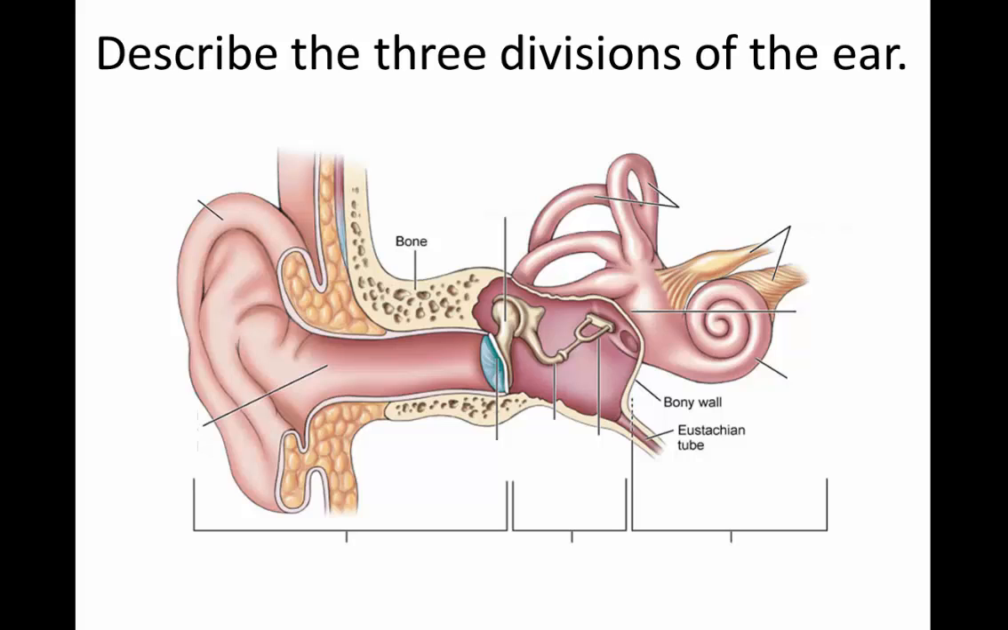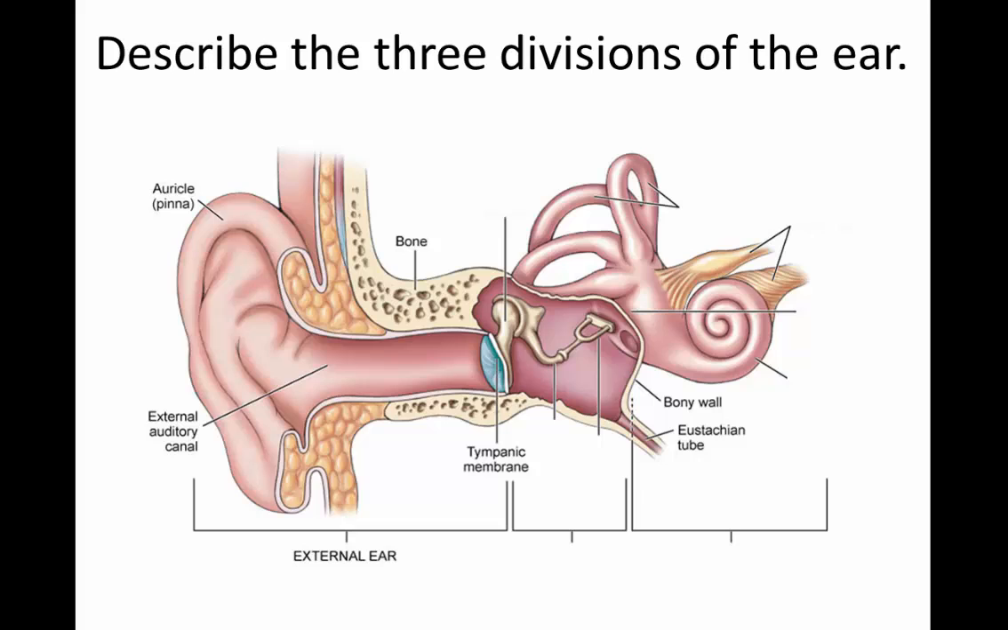Let's move on to the ear now, and specifically the first learning outcome for the ear, which is describe the three divisions of the ear. Here we have a cross-section of the ear, as if we've taken a cross-section along the frontal plane. We have three divisions of the ear. The external ear, which is made up of the auricle or pinna, the portion that we would tend to call the ear in everyday language, and then the external auditory canal.